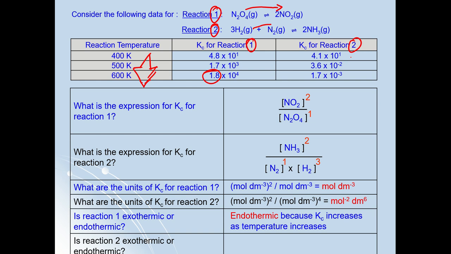If we look at reaction 2, as I increase the temperature, the Kc is decreasing, quite significantly. So the Kc is decreasing, which means that the equilibrium must, as you increase the temperature, be moving to the left hand side. So the left hand side must be the endothermic direction, so the forward reaction is of course exothermic.